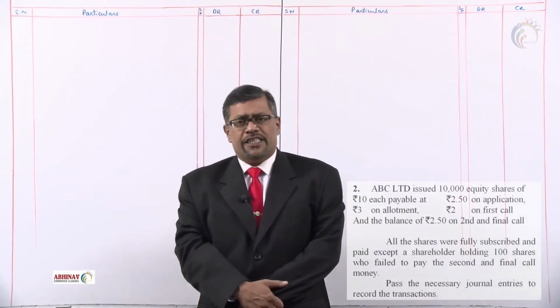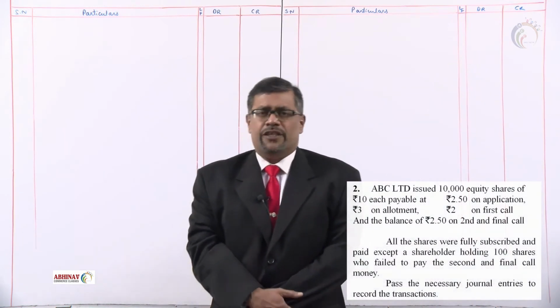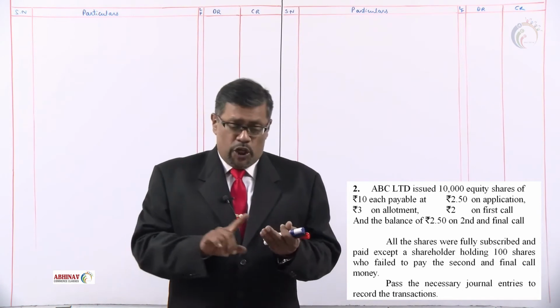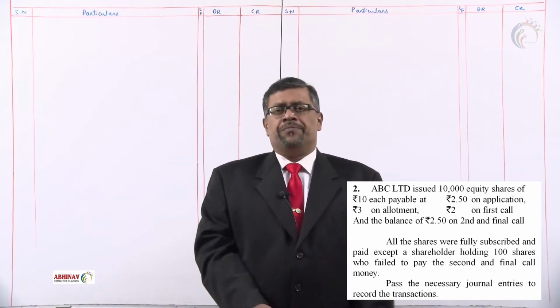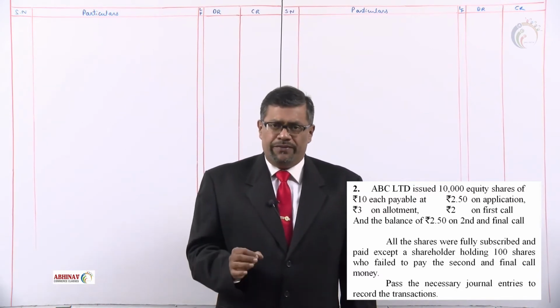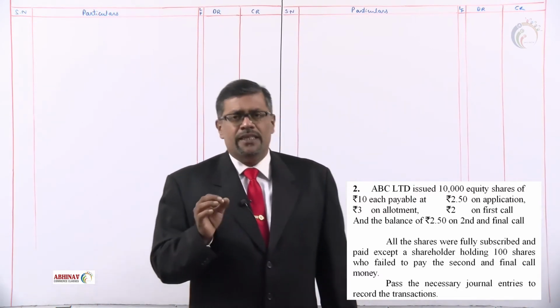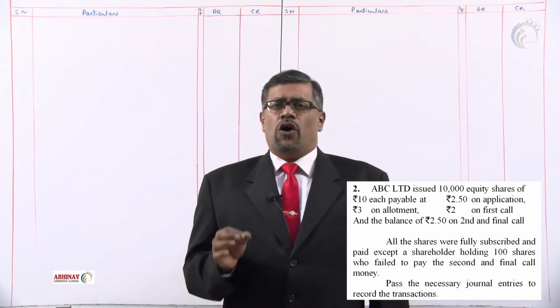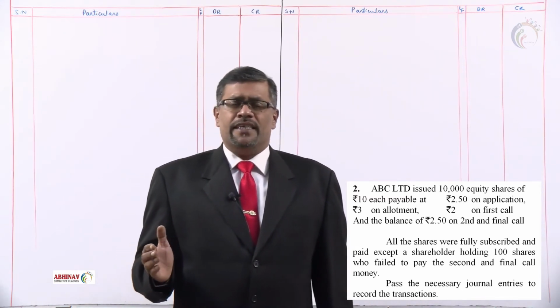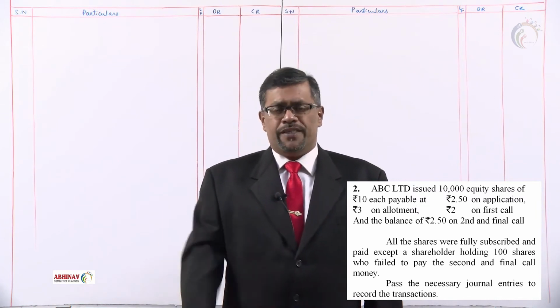ABC Limited has issued 10,000 equity shares of rupees 10 each. This is again at par, no premium, no discount. On application, the amount collected is 2.5. On allotment, 3 rupees. First call, 2 rupees. And the final call will be the balance, that is 2.5 rupees.